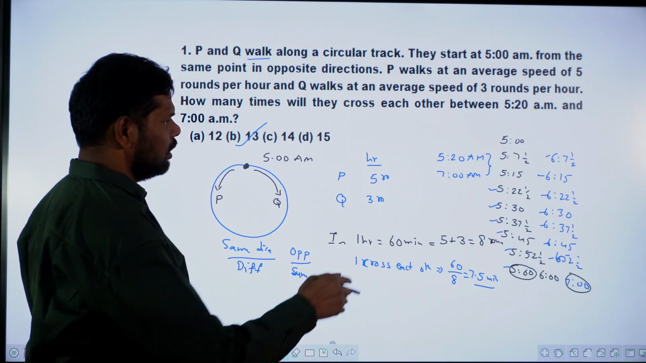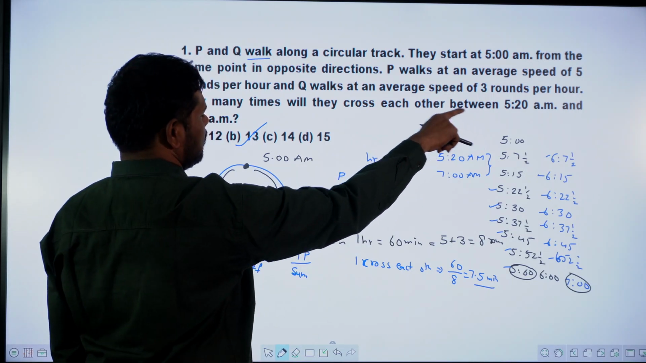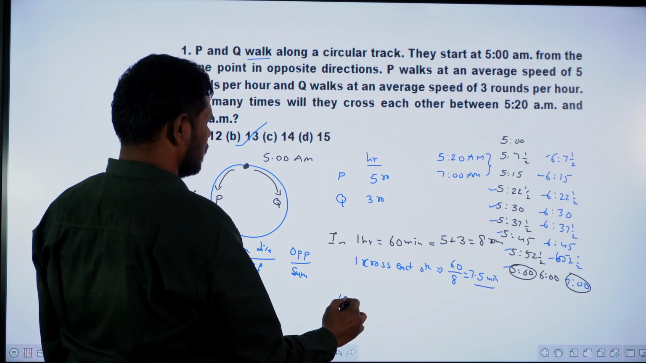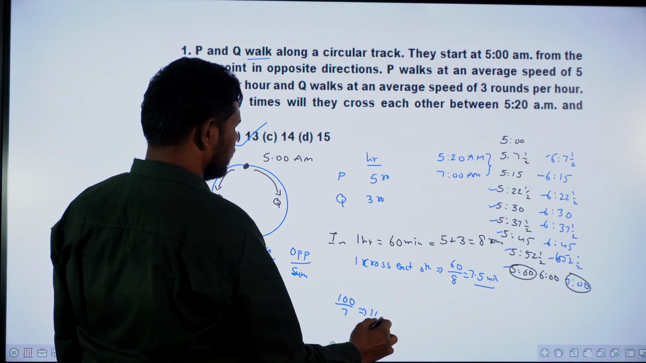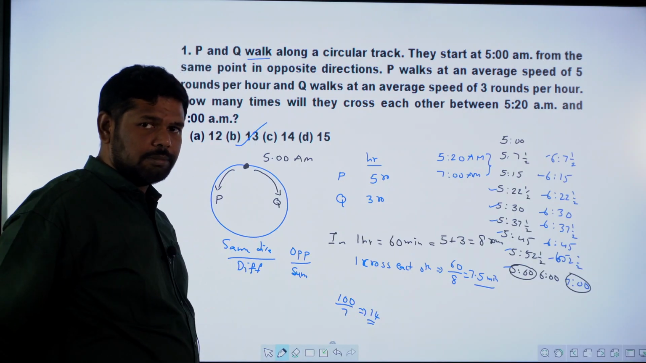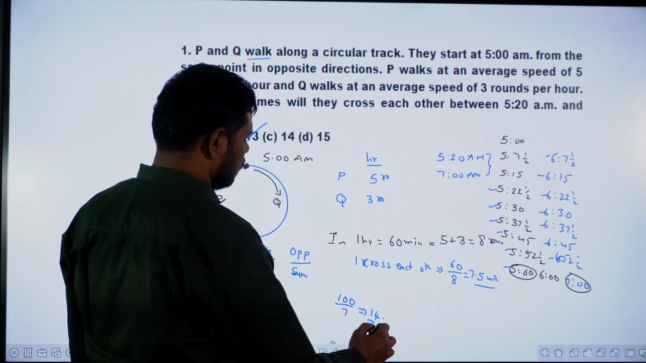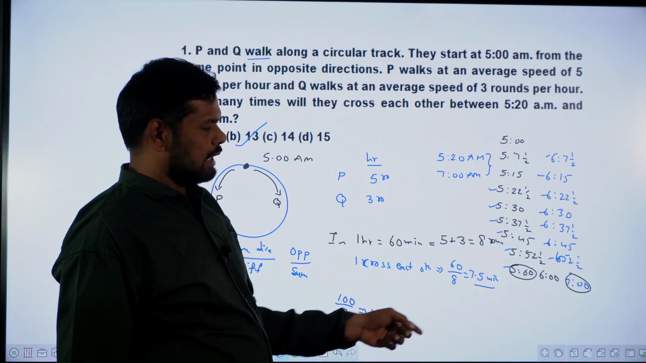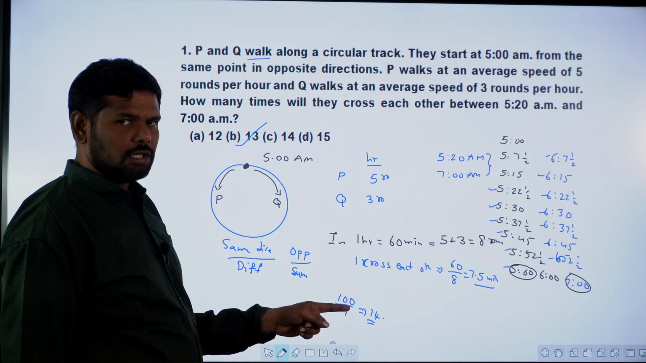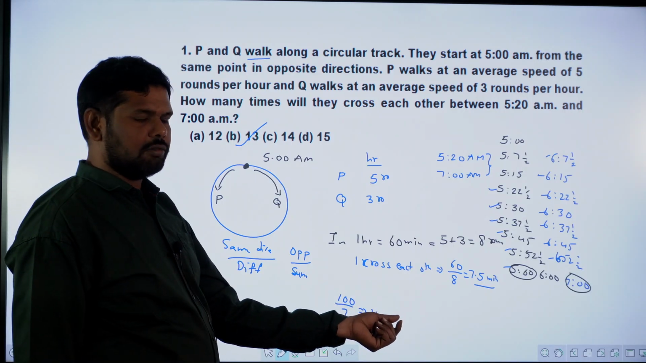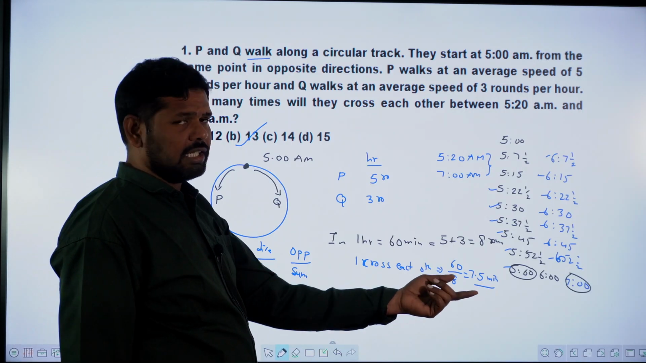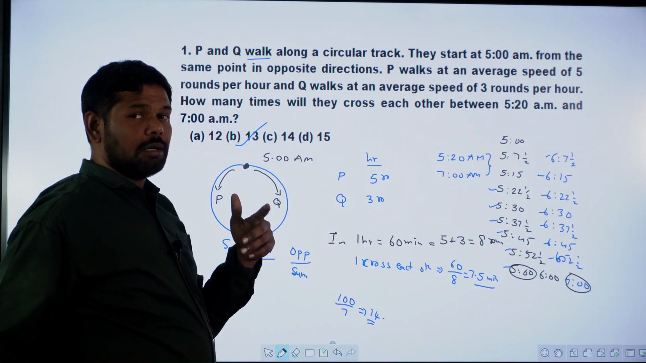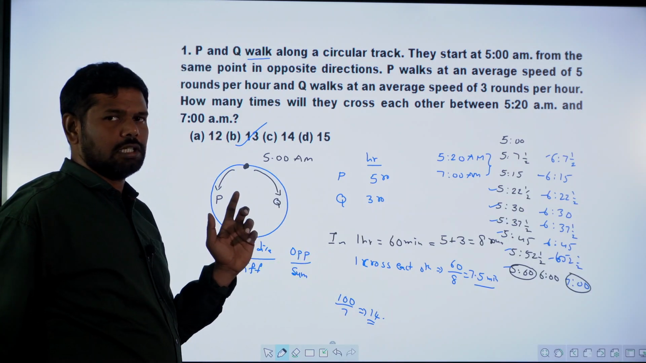So no need to do all that. In case, the total time gap is 100 minutes, 5:20 to 7 a.m. So 100 by 7.5 is nothing but 14 times actually, 14 point something. But we exempt the last one at 7 a.m., where they meet each other again. So that's why we exempt that last time, 14 minus 1, 13 times. So based on that observation, we can answer that also.